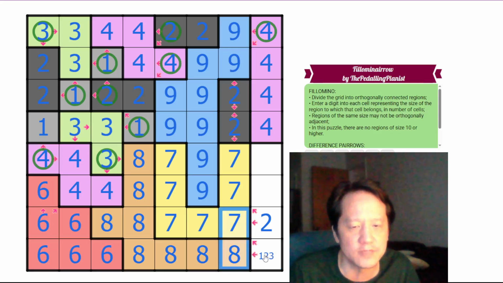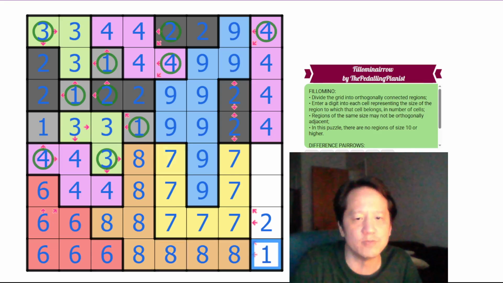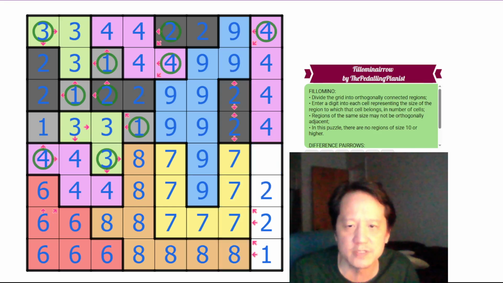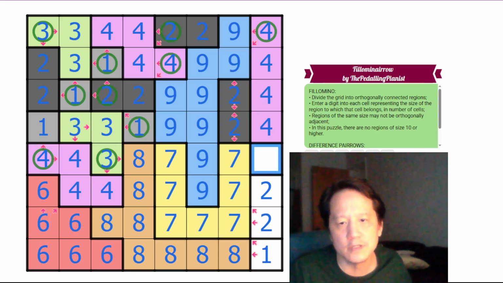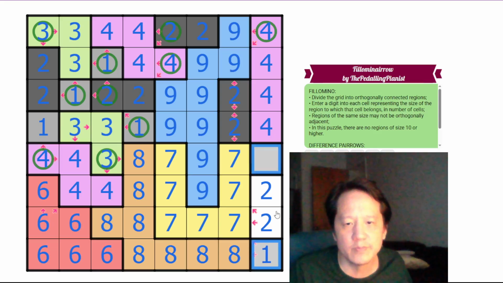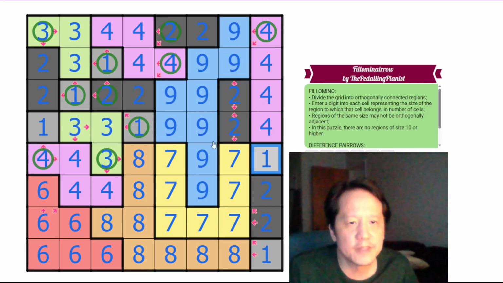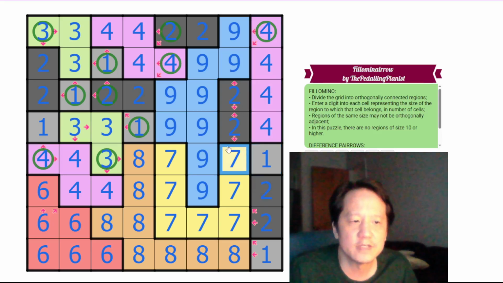7 and 8 is a difference of 1. 9 and 8 has a difference of 1, but that's 2 away. 8 and 7 have a difference of 1. So this has to be 1 here. Therefore, this is 2, and this must be size 1. So let's do boundaries. These are medium, and this is dark. So this is 1. And that's how you solve it.